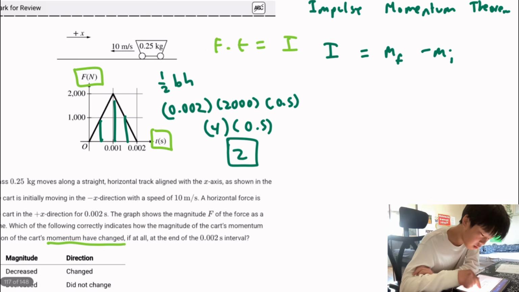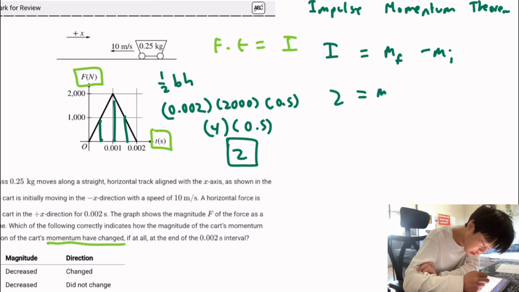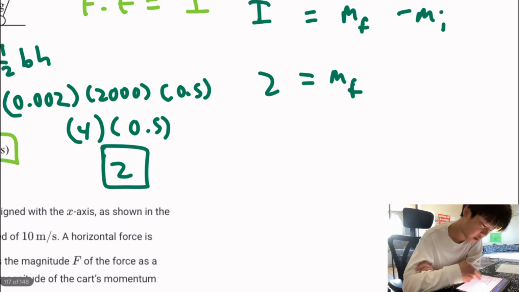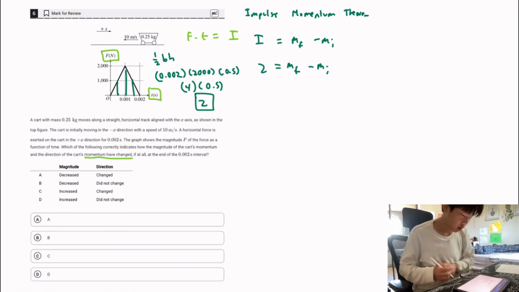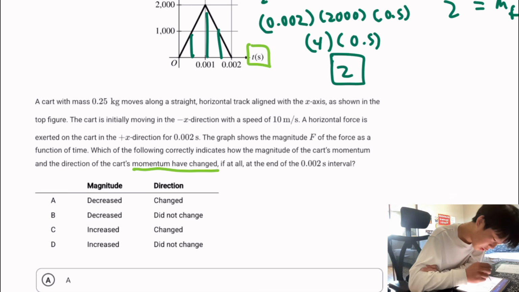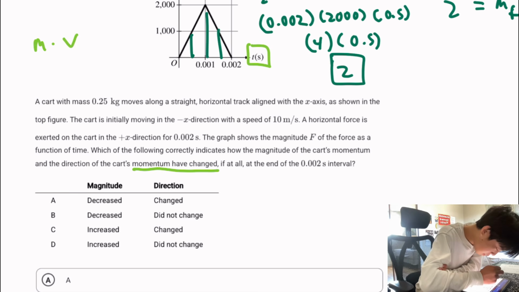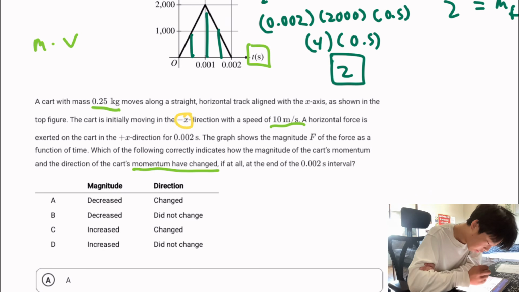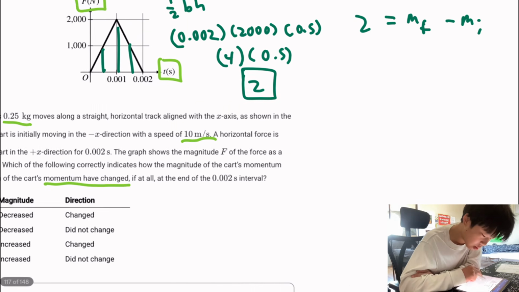Okay? So 2 is equal to final momentum minus initial momentum. The final momentum we do not know, but are we given the initial momentum? Yes, we are. The initial momentum is mass times velocity. We're given the mass and we're given the velocity, which is 10 meters per second. One thing that's really important is that it says negative x direction, right? So the velocity is actually not going to be 10 meters per second. It's going to be negative 10 meters per second.